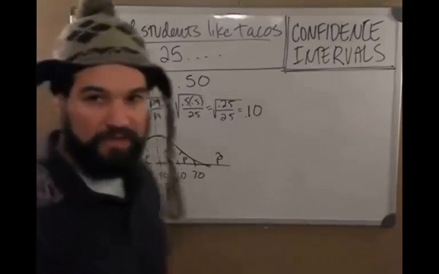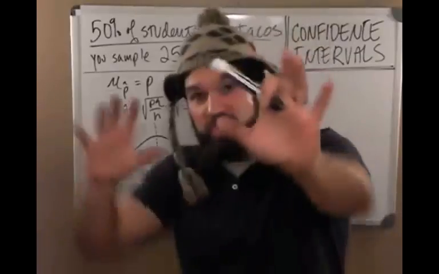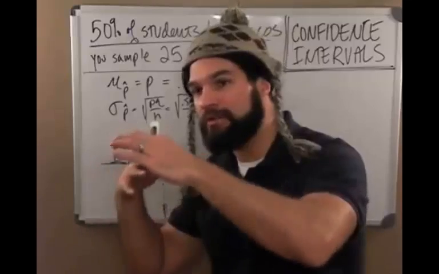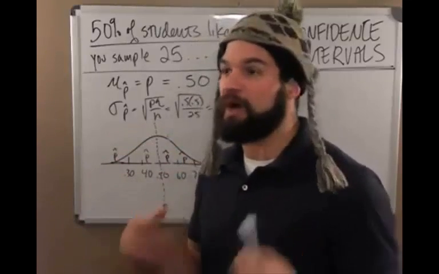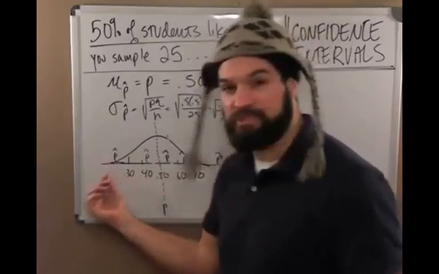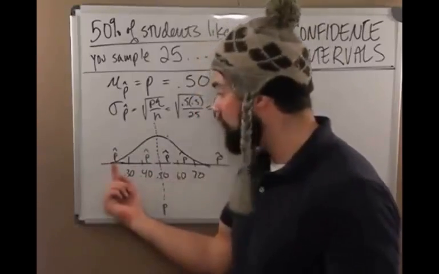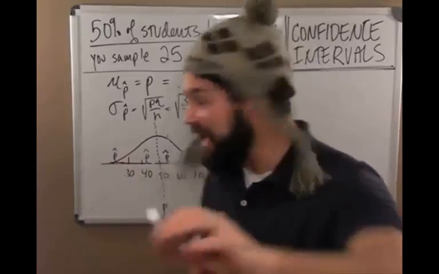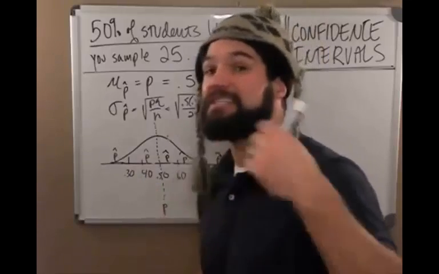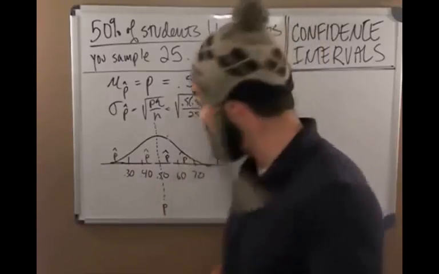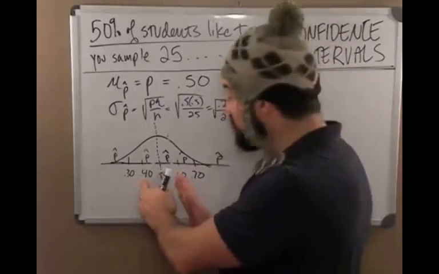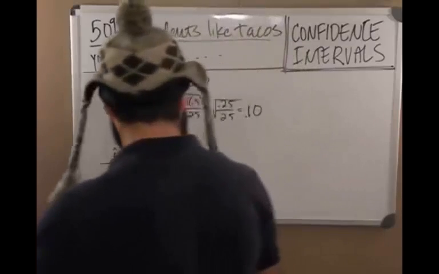So notice, I could get random p-hats. I could randomly grab 25 people where only a few like tacos, even though I know half the people like tacos. Less than 30%, maybe 20%, just randomly. But most of my p-hats should be within one standard deviation, between 40 and 60. As a matter of fact, 68% of my p-hats should be within one standard deviation, and 95% within two standard deviations.